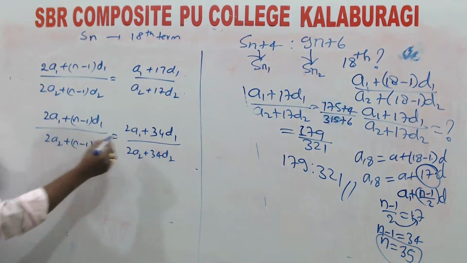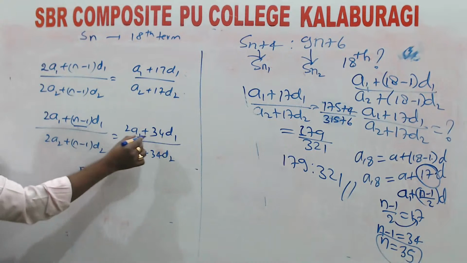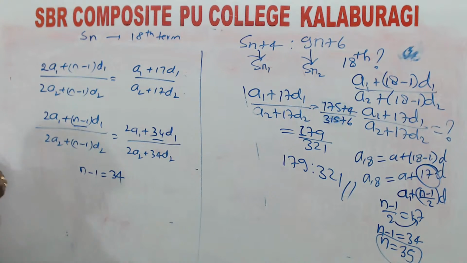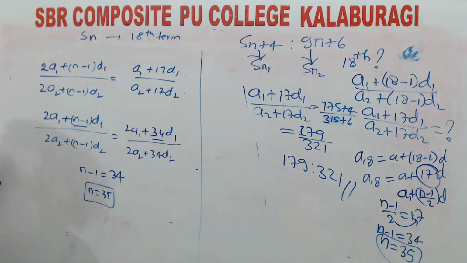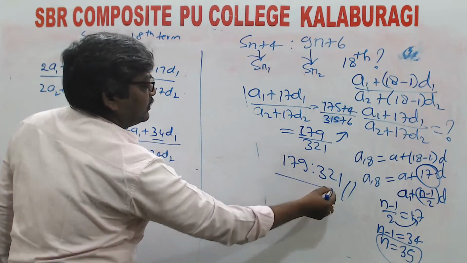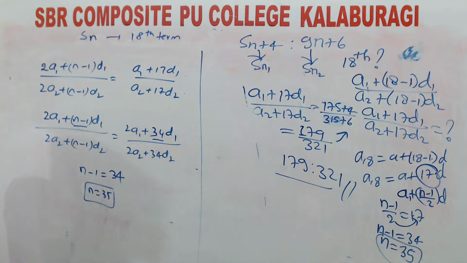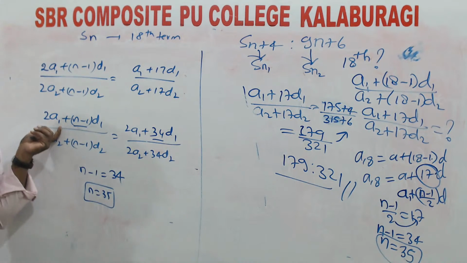Now by comparing the quotients, n minus 1 equals 34. With this, n equals 35. After getting 35, substituting here, we will get the same value. Multiplying with the 2 or taking 2 common, both ways you can do that.